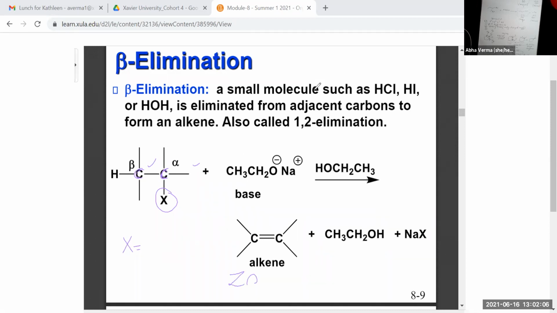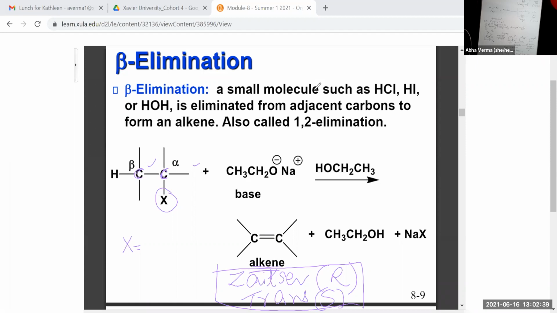You also need to make sure that you want to make a Zaitsev product. What is a Zaitsev product? The more substituted alkene. That is what a Zaitsev product is. Regiochemically, Zaitsev is more stable. Stereochemically, the trans alkene is more stable. This is what your ideal aim for the resulting alkene should be.